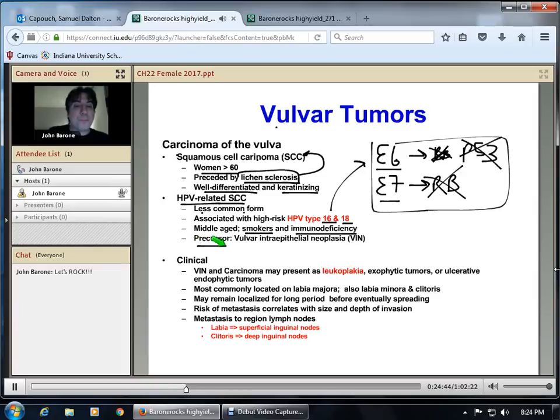All right, now precursor, before you get cancer that's invasive, you get dysplasia. What do we call dysplasia in the vulva? We call it vulvar intraepithelial neoplasia. Now again, it's misnamed. They should have called it dysplasia, they call it neoplasia. So remember the thing, VIN is the precursor for invasive cancer.